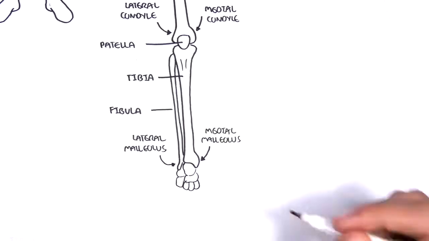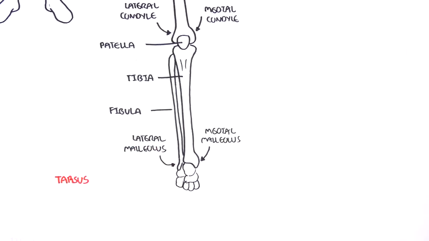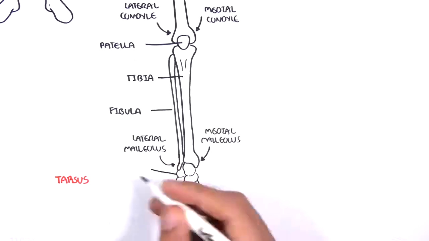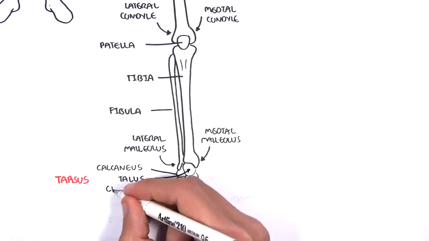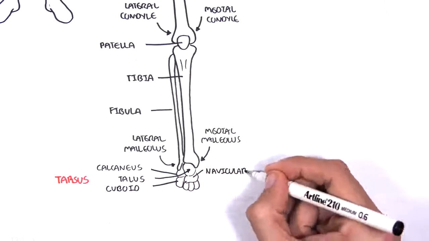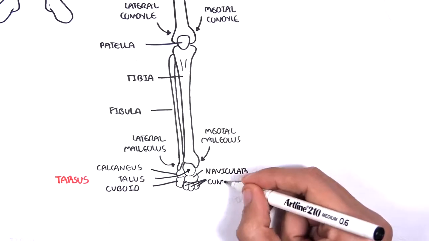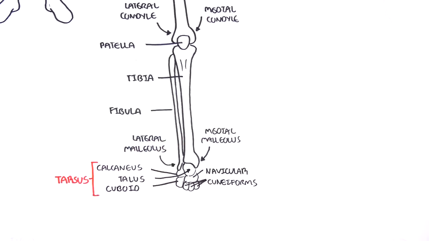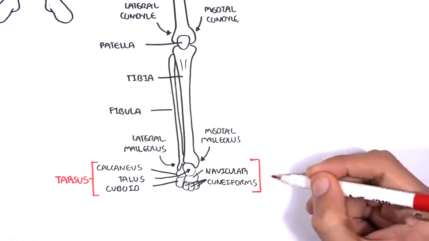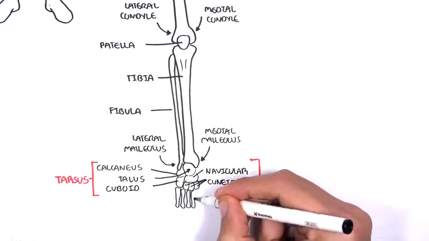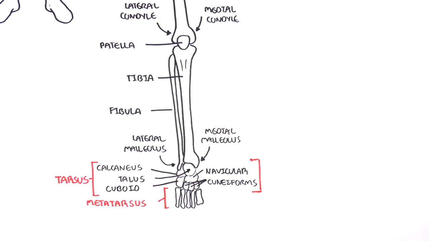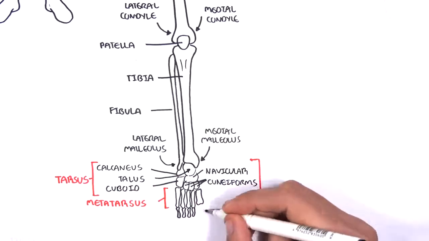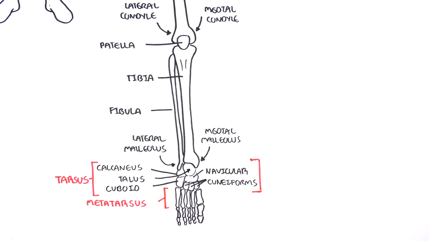Now let's go to the bones of the foot. The tarsus are a group of bones in the foot, which include the calcaneus, talus, and cuboid. Medially, there is the navicular and cuneiforms, which are made up of 3 bones: the medial, intermediate, and lateral cuneiforms. After the tarsals, there are the metatarsals. And finally, at the most distal part of the foot, the phalanges. So I hope that made sense.